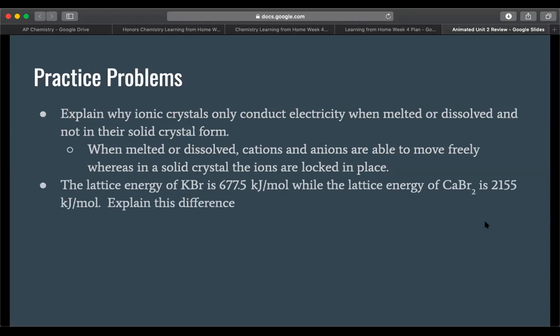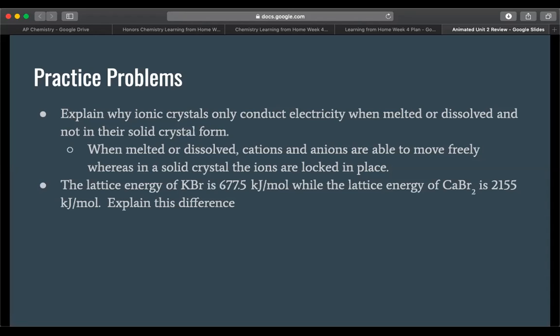How can you explain the difference between those two lattice energies? Calcium has a higher charge. Yes. Remember, anything talking about bond energy has to do with Coulomb's law. So it's either the distance or the charge. Would there be much difference in the distance between these? No, they both have bromine, so that's the same.